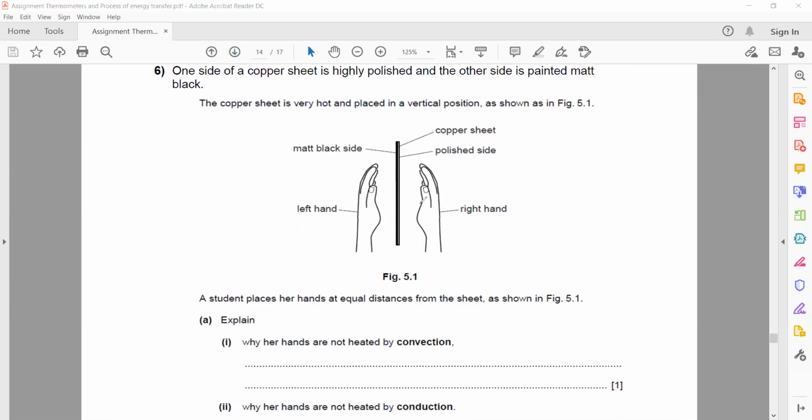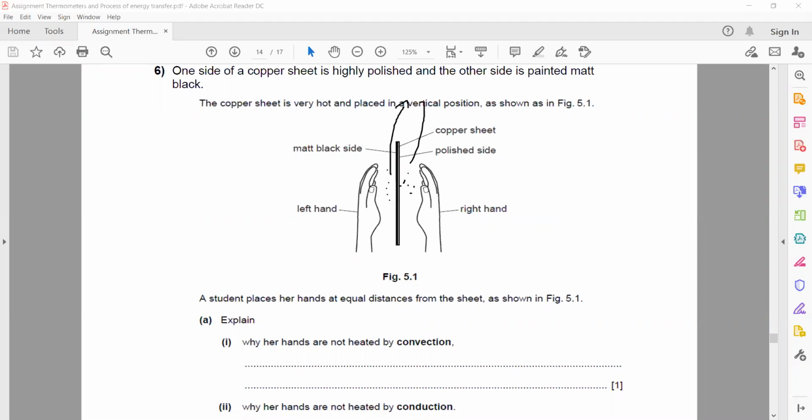She placed her hand next to the copper sheet. What's the reason? Because the hot air, the warm air, always rises up. It does not move sideways. Yeah, that's the right answer.